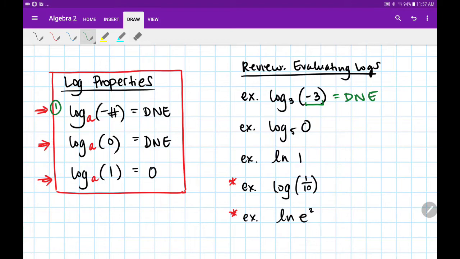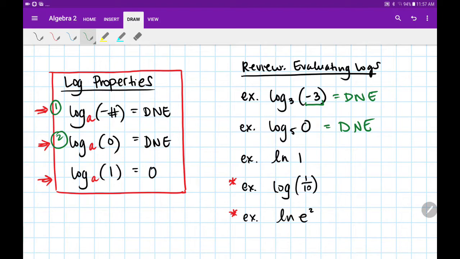Next example, log base 5 of 0. So really the question is if I set this equal to x to solve, 5 to the what power gives us 0? Well, again, this is from rule 2 here on the left. Log of 0 always does not exist.